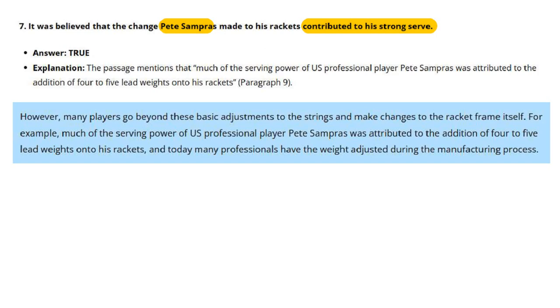However, many players go beyond these basic adjustments to the strings and make changes to the racket frame itself. For example, much of the serving power of the US professional player, so here we need Pete Sampras, was contributed to the addition of 4 to 5 lead weights to his racket. And today, many professionals have the weight adjusted during the manufacturing process.